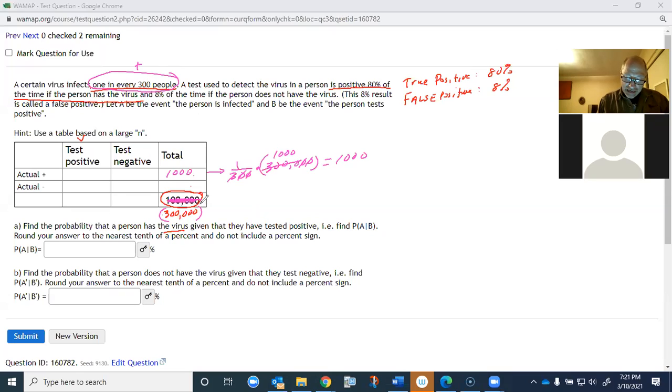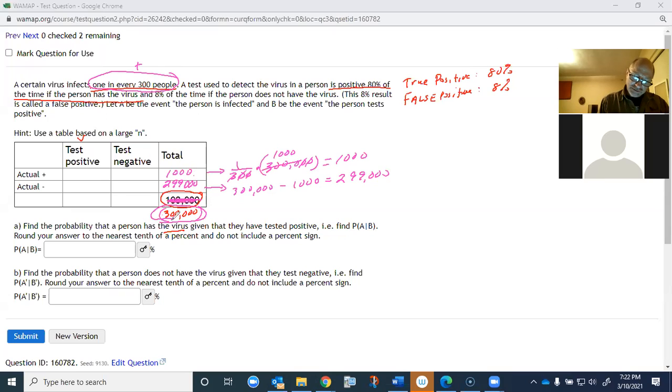So how do you fill in the rest of the table? Well, if the total here is 300,000, all the people are 300,000 and 1,000 have it, then this you can do in either one of two ways. The simple way, you could do 299 out of 300 don't have it, so you could use 299 out of 300. But it's easier just to take the total 300,000 and subtract 1,000 from it. So that's going to be 299,000. Right? If I add 1,000 to that, I get 0, 0, 0, and that becomes 300.